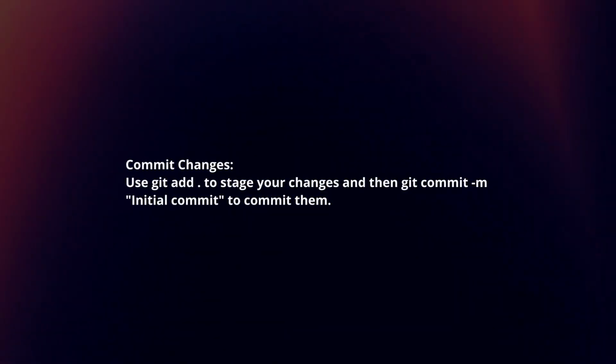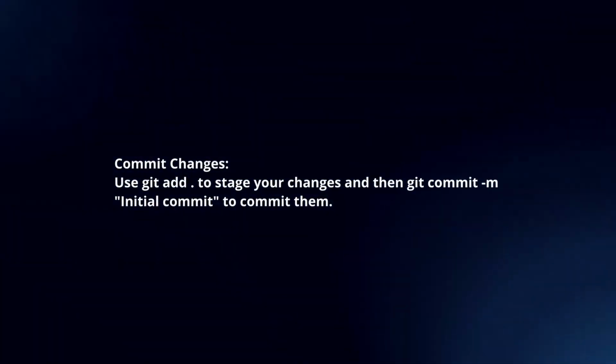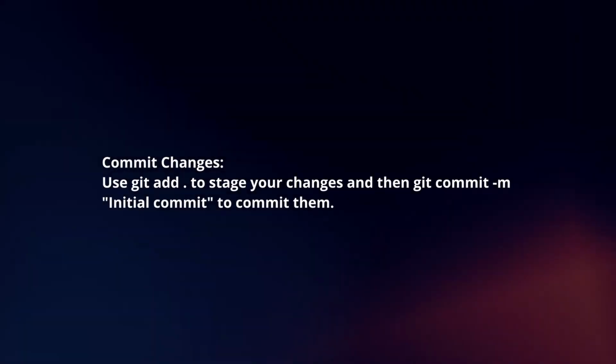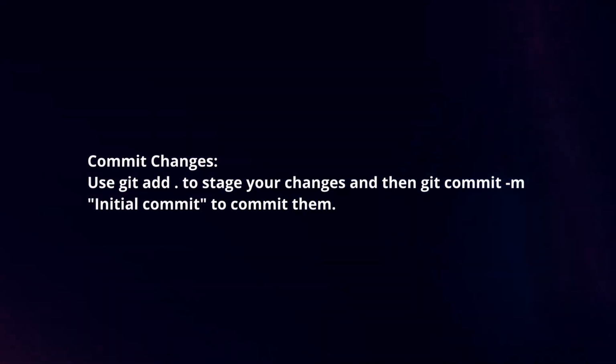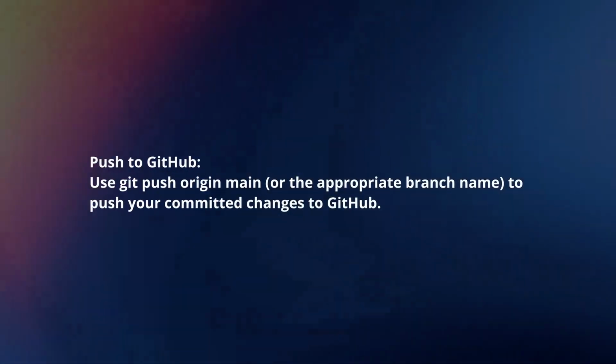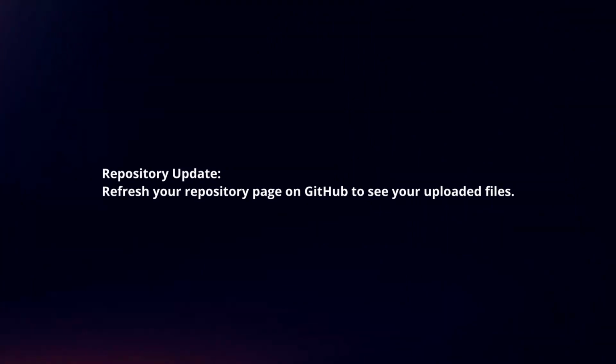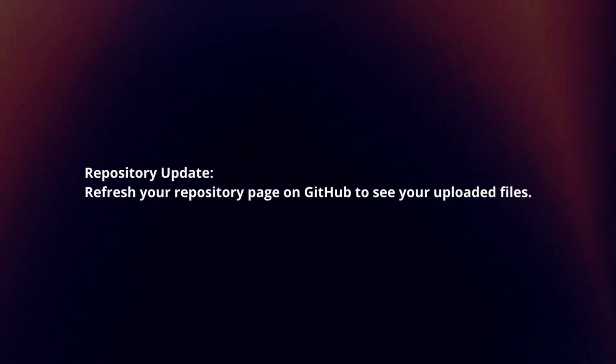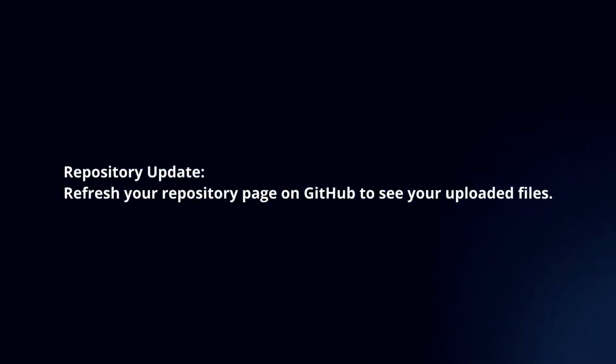Commit changes. Use git add to stage your changes and then git commit -m initial commit to commit them. Push to GitHub. Use git push origin main to push your committed changes to GitHub. Repository update. Refresh your repository page on GitHub to see your uploaded files.